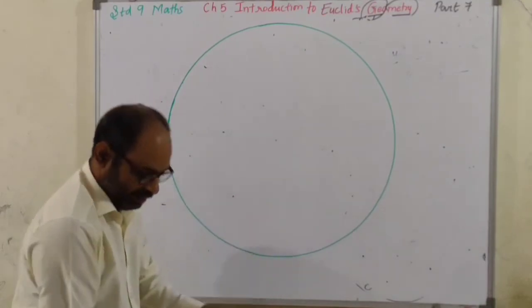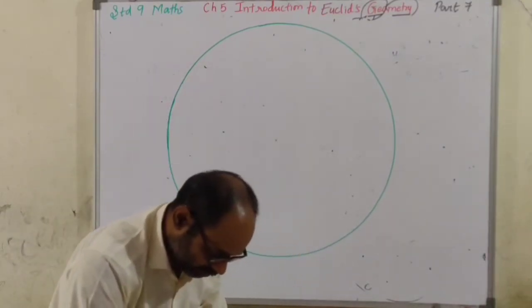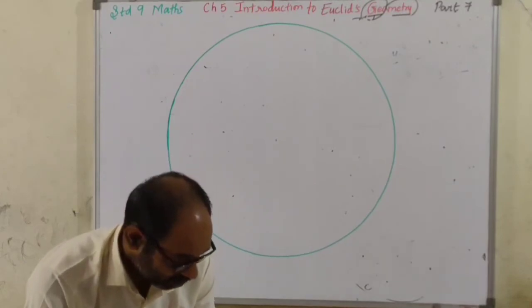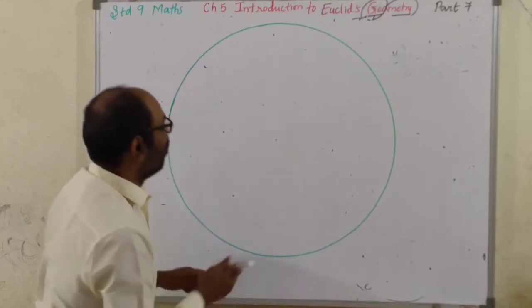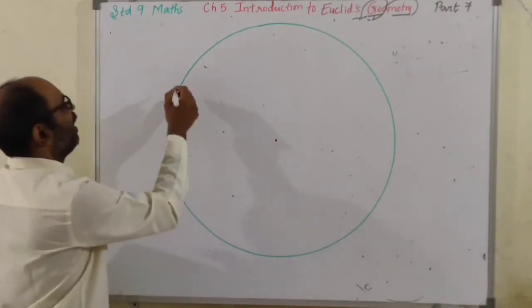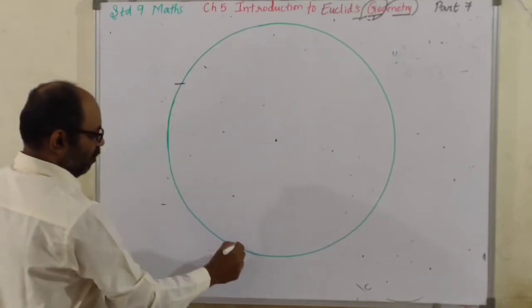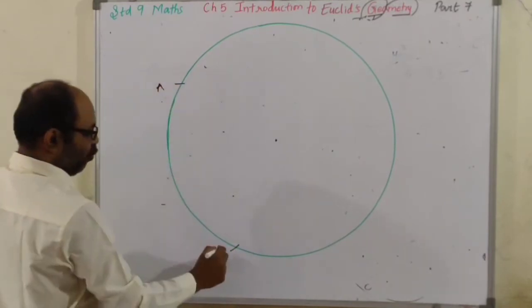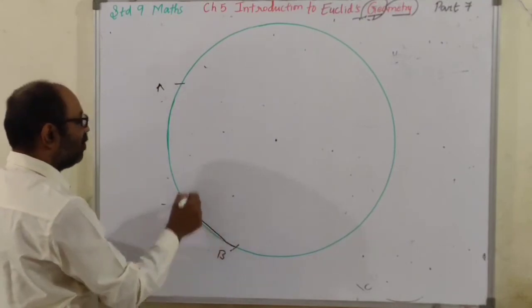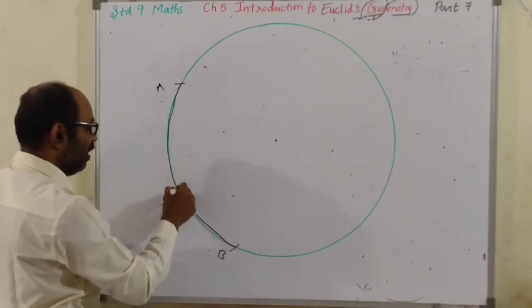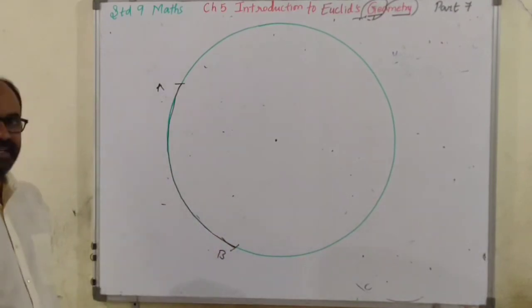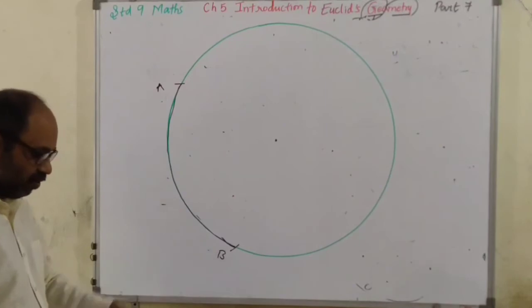This is its center. Okay, now children, observe one thing. I am taking one part of a circle from A to B. A से B का एक मैं पार्ट ले रहा हूं इस सर्कल का। Does it look straight? No, it is curved.